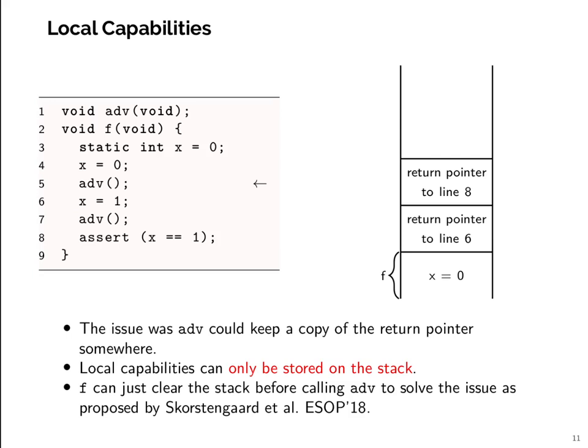And as Skorstengaard and Cortez have noticed, if F just clears the stack before calling the adversary, then the issue is solved, since the adversary will no longer have access to the copy of the return pointer. But this is obviously too costly in practice, since you need to clear the whole stack.